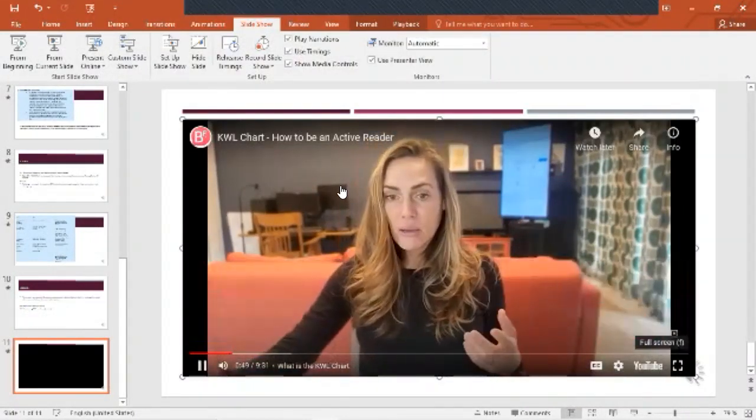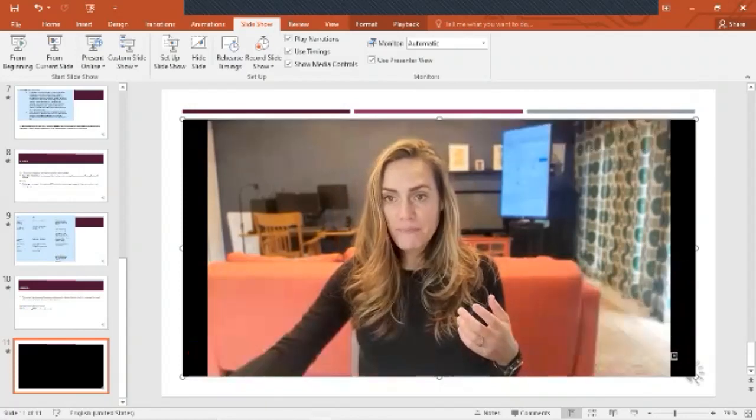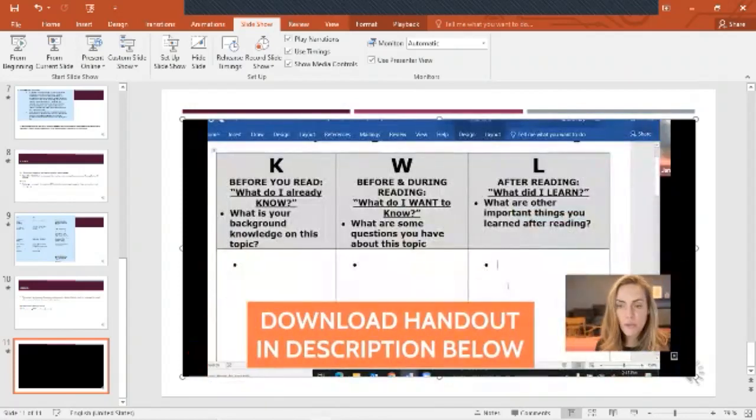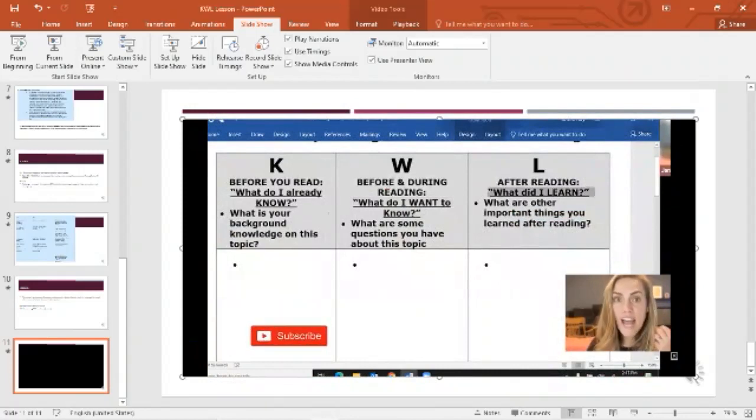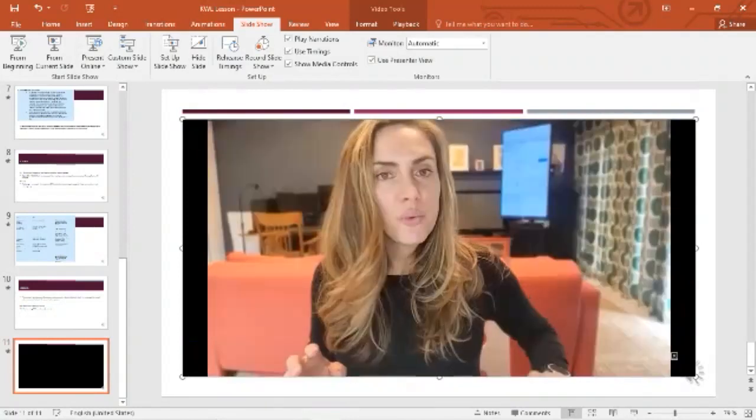This is the KWL handout, okay? So this is the KWL chart. K, as I said, stands for what do you know already about the topic. The W is what do you want to know, and the L is what did you learn, right? What did I learn after I read, okay? So you use this reading strategy whenever you're going to read something.